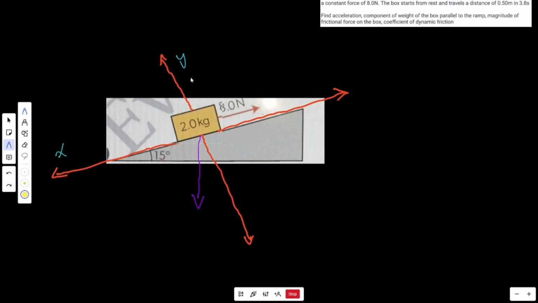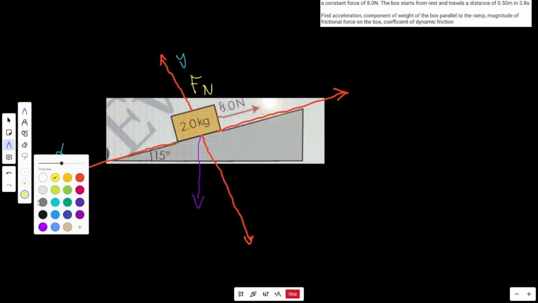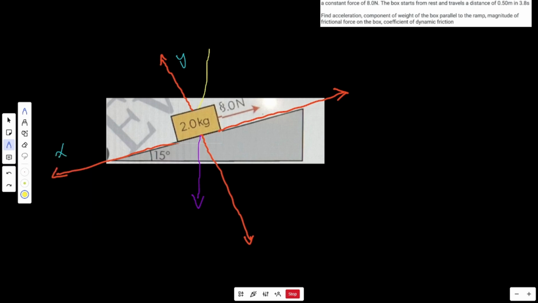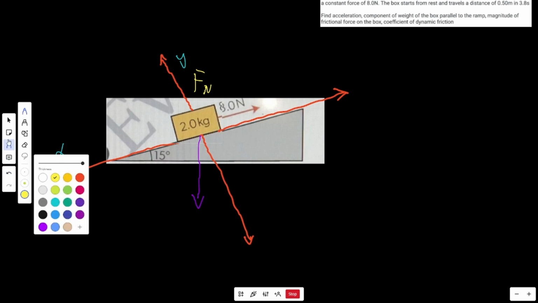Our normal force is going to be going up at an angle simply because the box is resting on an inclined plane, meaning our box is not going to be experiencing a normal force going up like this. Our box's normal force is always going to be perpendicular to the surface it's resting on. That is the definition of a normal force. So now, where do we go with this new information?